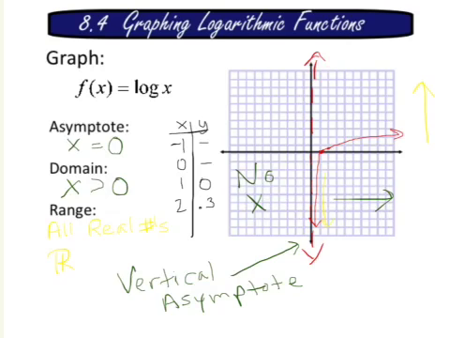So this is what a logarithmic function looks like. It has a vertical asymptote. It has a domain of x is greater than that vertical asymptote, and our range for a general logarithmic function will be all real numbers.